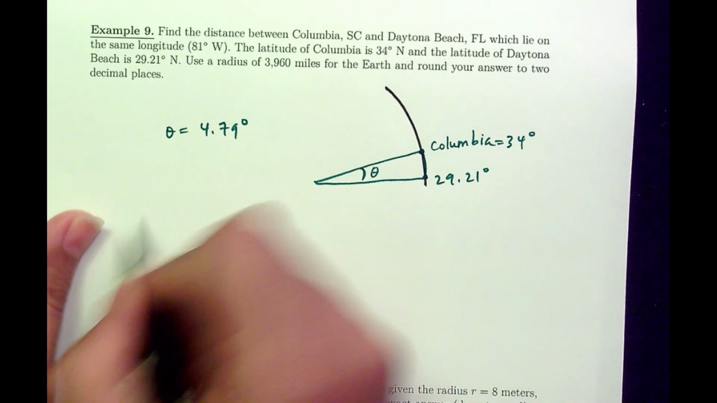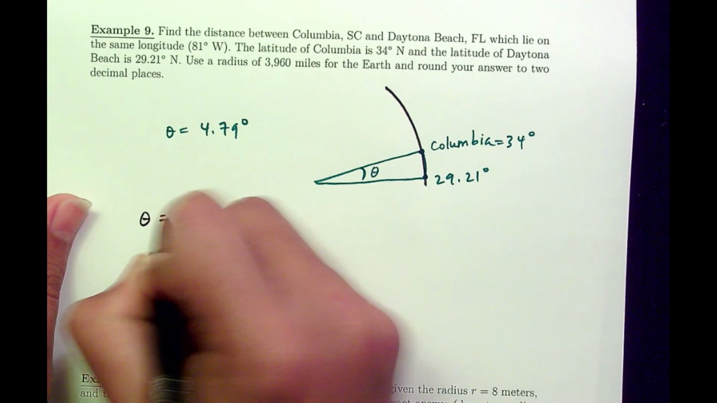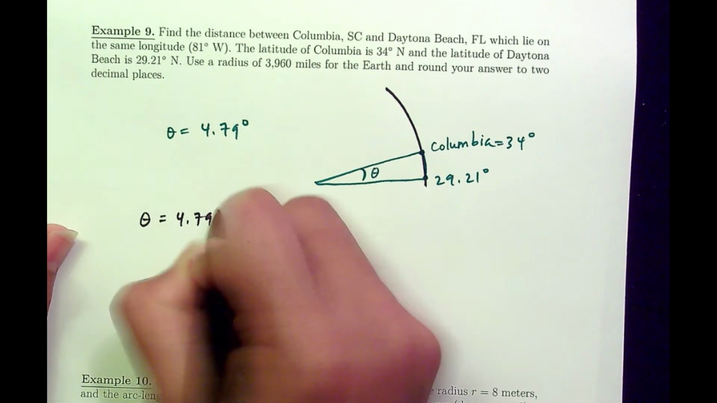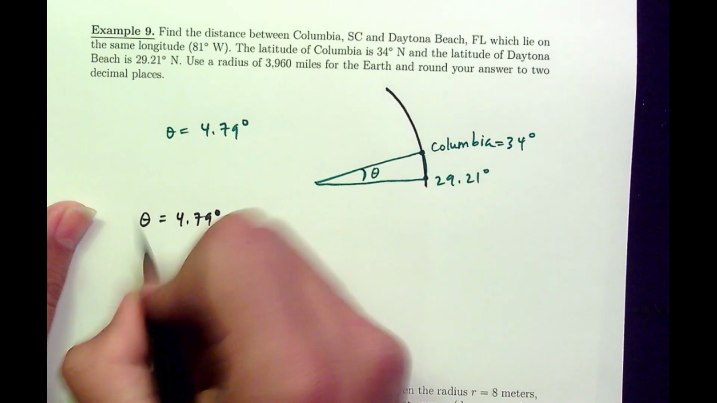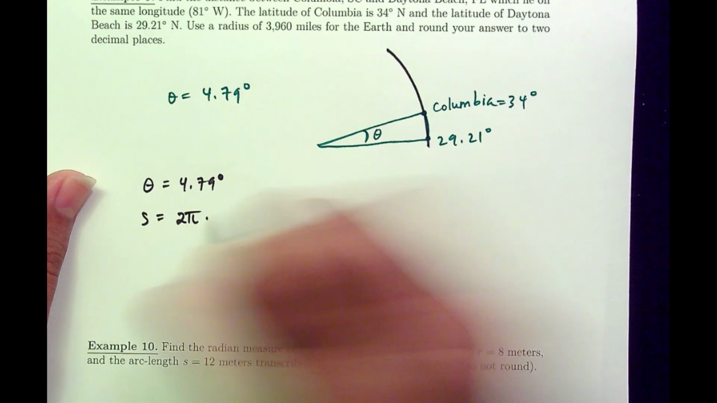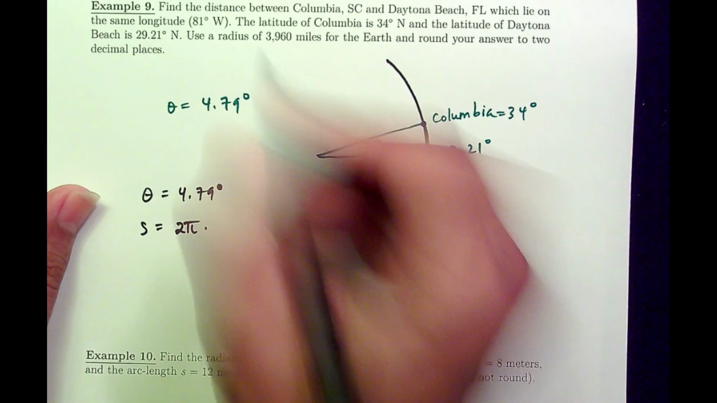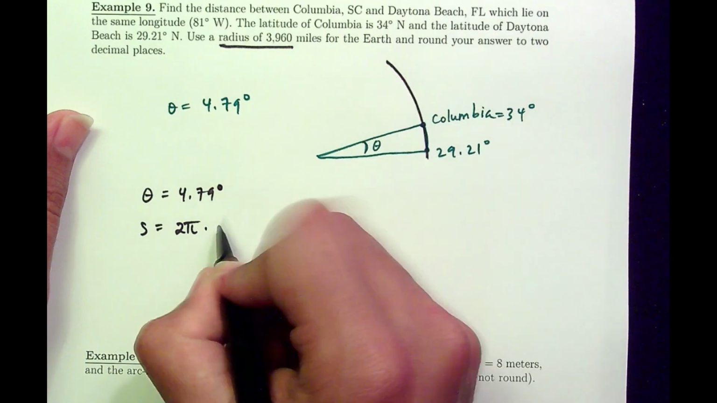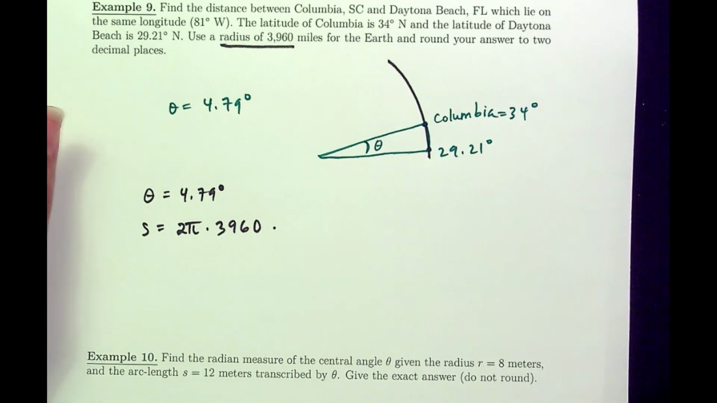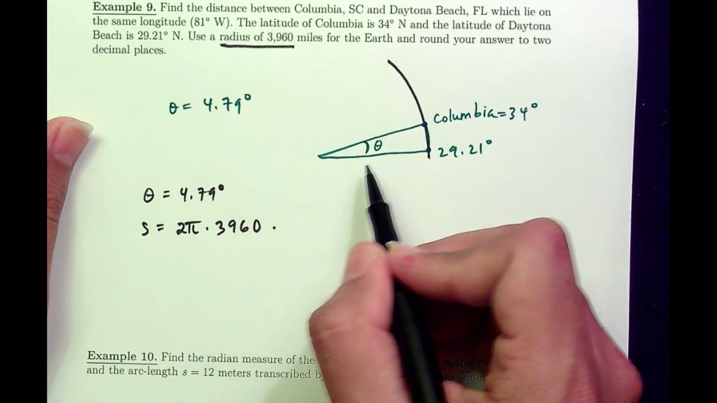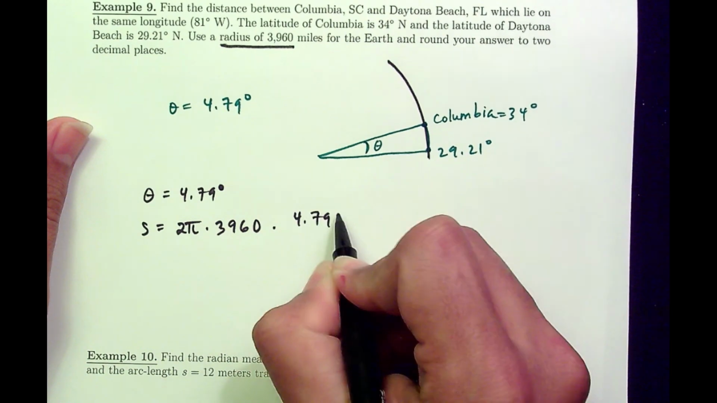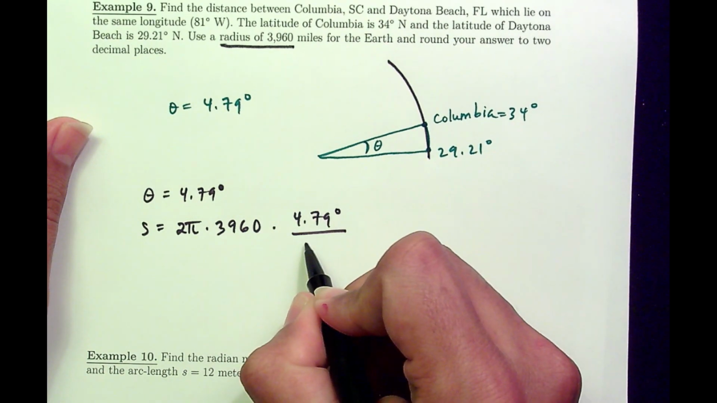And this will take no more than a minute. Okay, so I just wrote it in the way. So this is going to be S equals 2 pi r. The radius of the Earth is given to us, 3,960, times the fraction that corresponds to the angle. The angle is in degrees, so the total is 360.